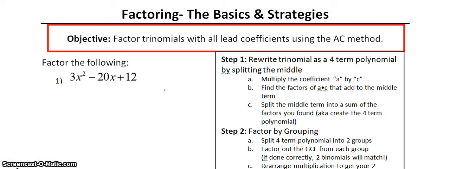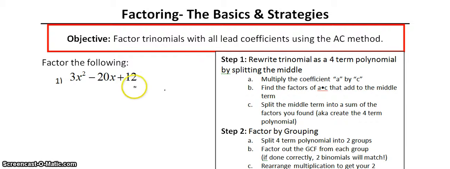Hi there, students. In this video, we're going to learn another method to factor trinomials, different from guess and check, a little bit more procedural, and that's called the AC method. If you're the type of student who likes step-by-step instructions, this may be the method for you. This will work on any trinomial, so let's see how that works.